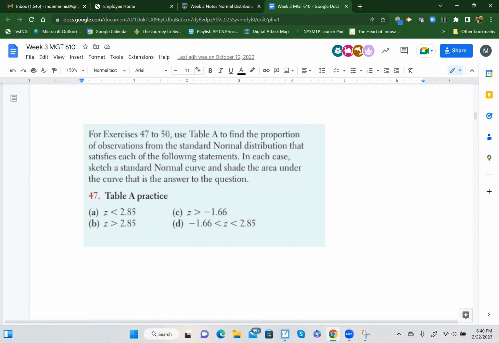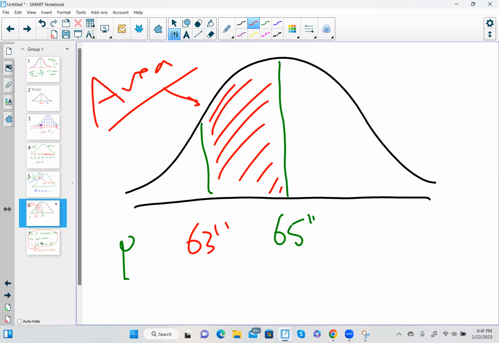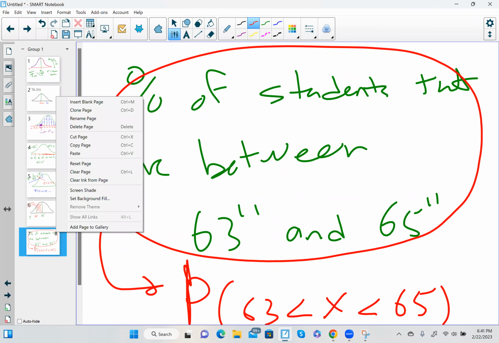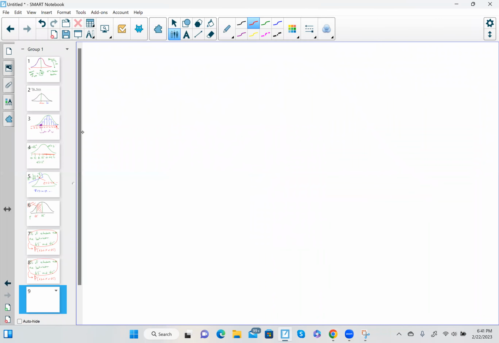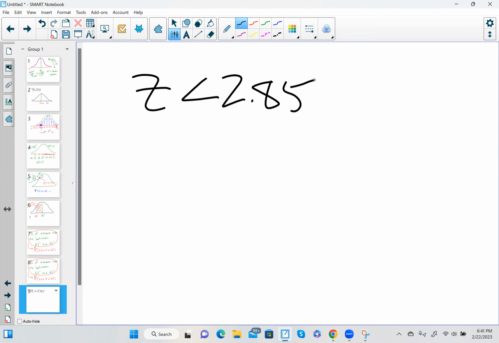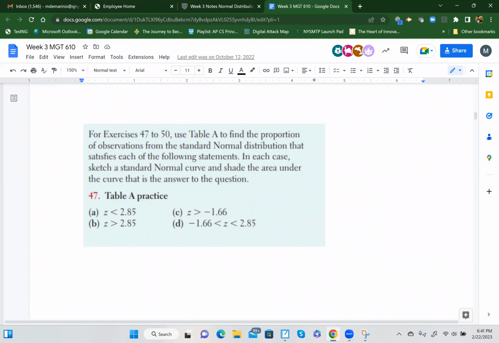So this is page 4, I believe. It says problem 47, table A practice, and A says the following: Z is less than 2.85. So we're going to do that problem together. Z is less than 2.85. Okay, bear with me for a second there. Hold on. Okay, so Z is less than 2.85 is what we want to know. So what we do is we go back to that table.